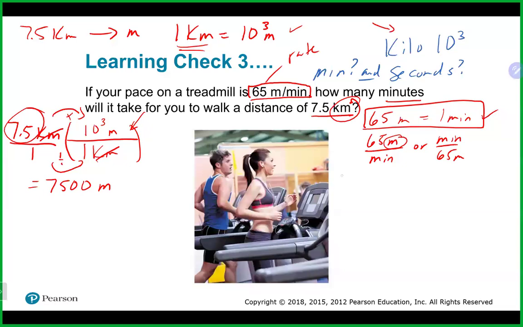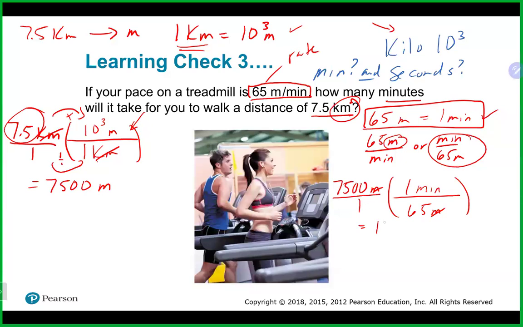And I could do that by taking my 7,500 meters. And once again, all we have to remember is opposites cancel. Meters technically is up on top, which means meters here does need to go on the bottom in this particular case. That would give me 1 minute is 65 meters. The meters would cancel. And at this point, we would have 7,500 divided by 65. Going to get here 115.3846 minutes.